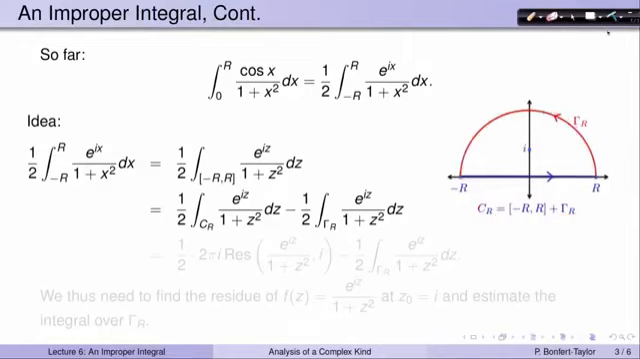But that's clearly not the same thing as what we wanted before. We really only wanted to integrate over the line segment. So if we integrate over all of C_R, which is the line segment plus the semicircle, then we need to subtract the integral over the semicircle afterwards in order to make things right. And that's what we're doing right here.